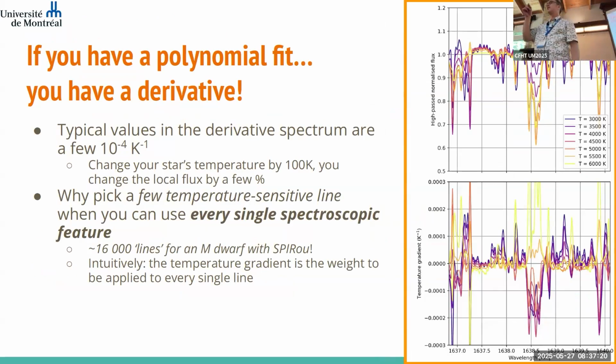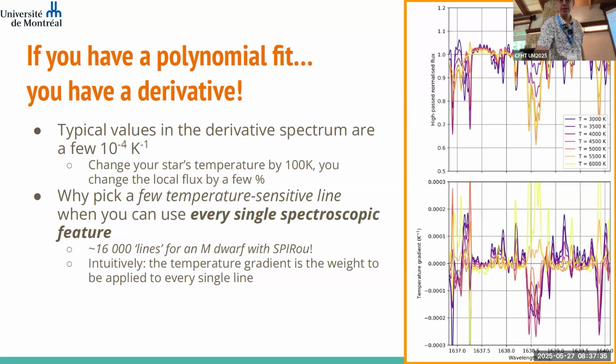Okay, so if you change the star's temperature by 1 Kelvin, turn the knob, you typically get values in the spectra of 10^-4, which means that if you change by 100 Kelvin, you get on the order of a percent change in the spectrum locally.